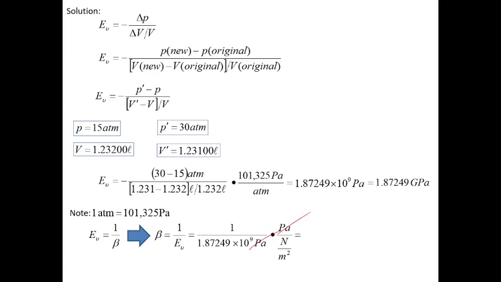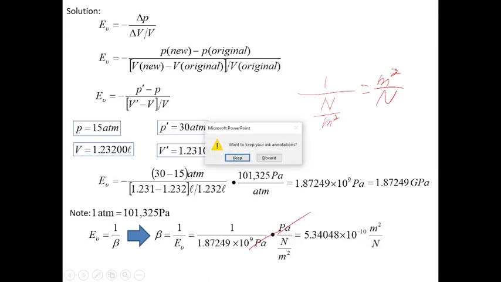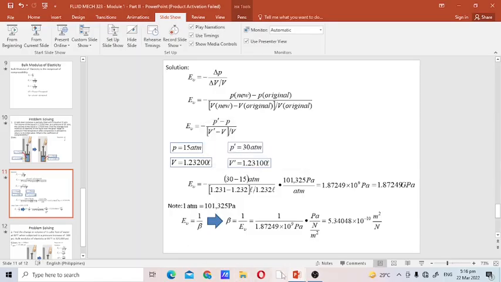So tapos, ang bibigay na sagot ay 5.34048 times 10 to the negative 10 square meter per Newton. Paano siya naging ganon? So, meron kang 1, wala nang unit sa numerator, tapos dito cancel. Meron ka dito Newton per square meter. So, sabihin niya, reciprocal na Newton per square meter per Newton, no? Square meter per Newton. Okay? Kaya meron kang square meter per Newton. Okay? So, check natin.